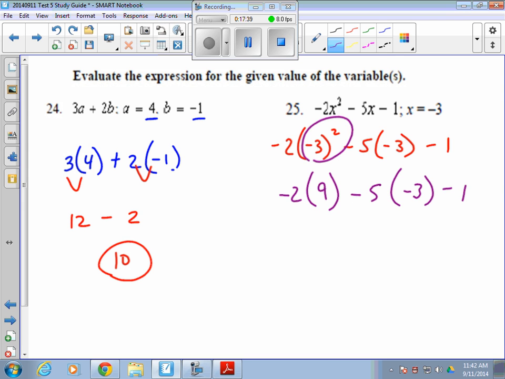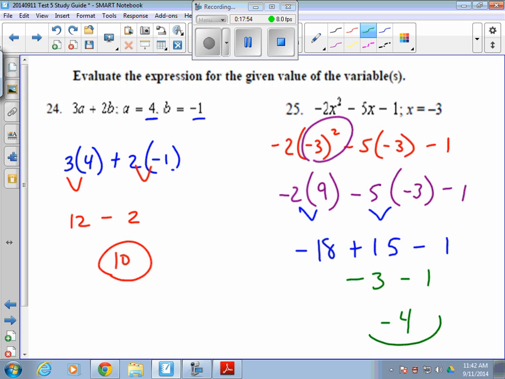Order of operations says to do multiplication next before subtraction. So negative 2 times 9 is negative 18. Negative 5 times negative 3 is positive 15 minus 1. Negative 18 plus 15 is negative 3. Negative 3 minus 1 is negative 4.